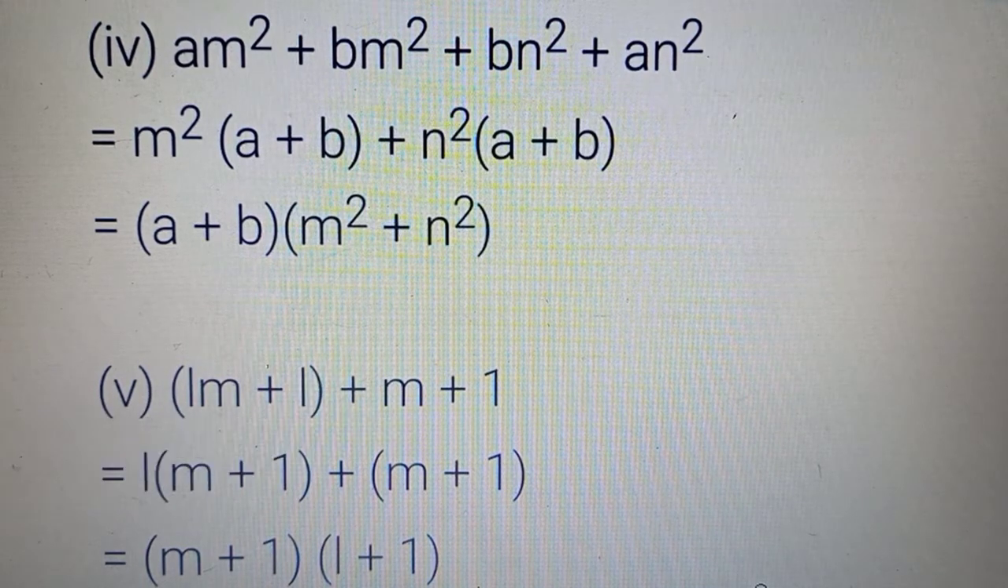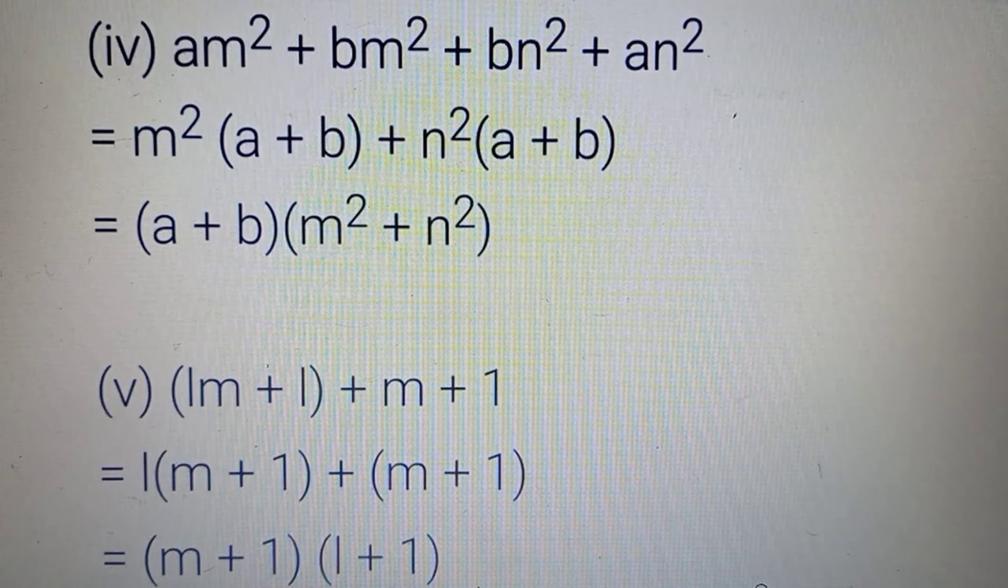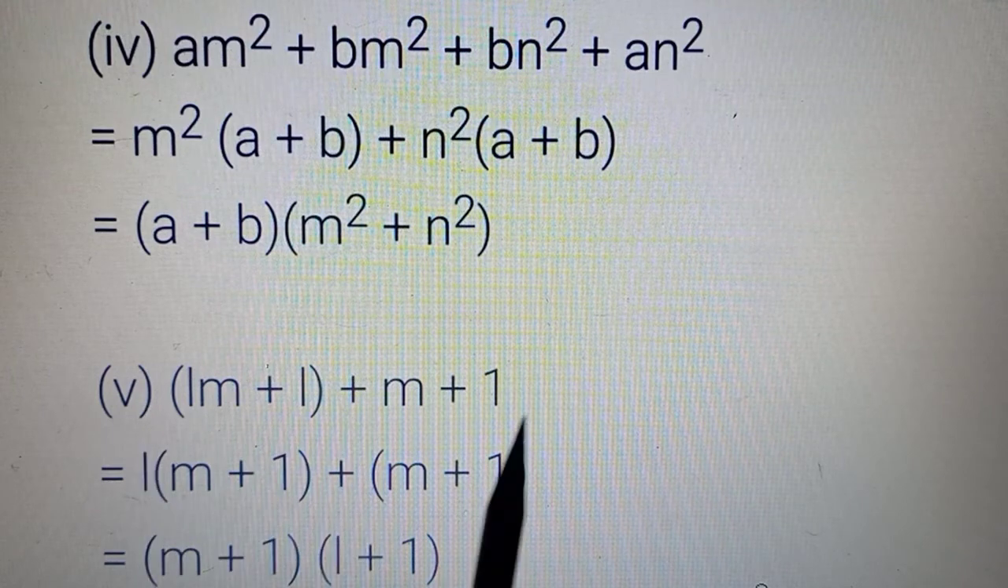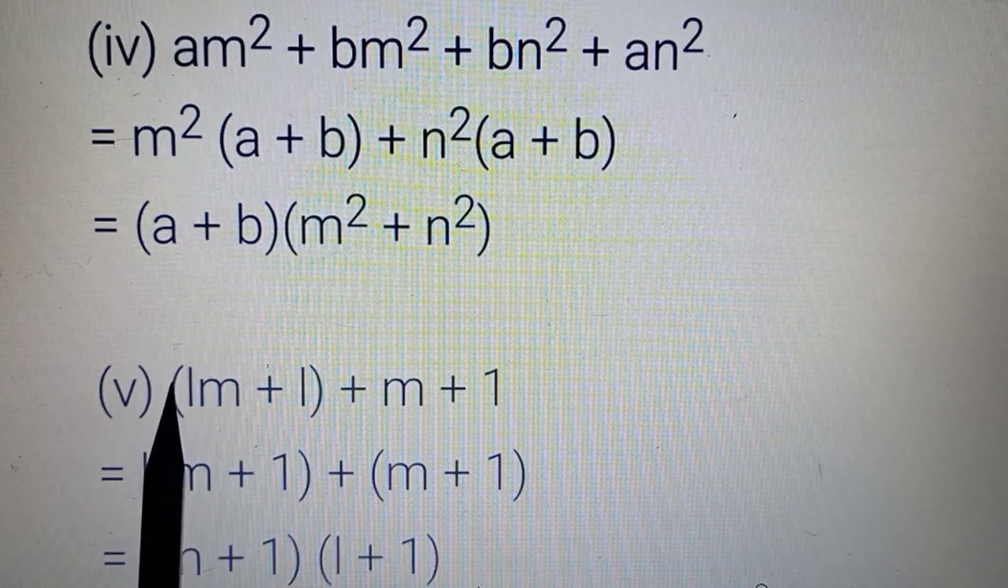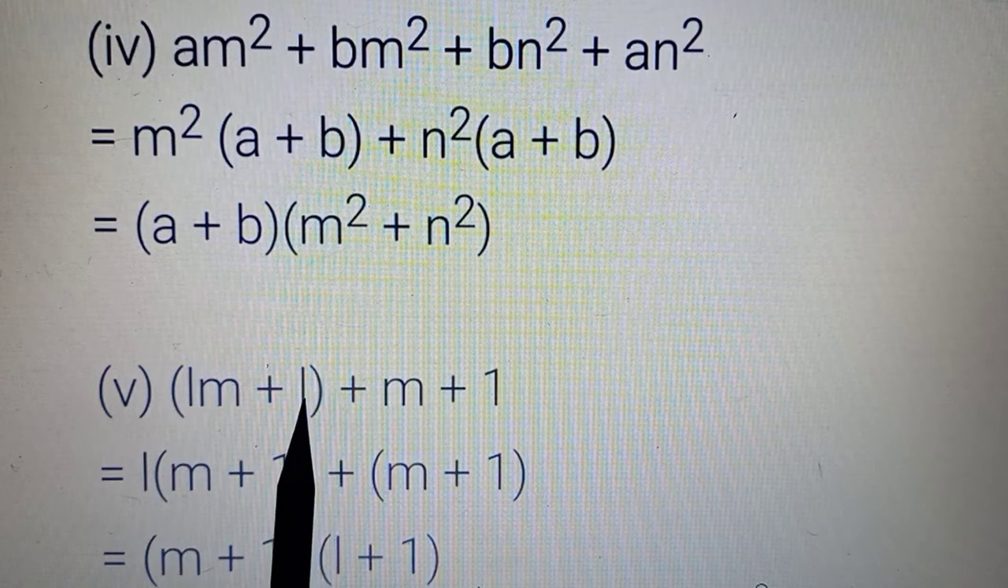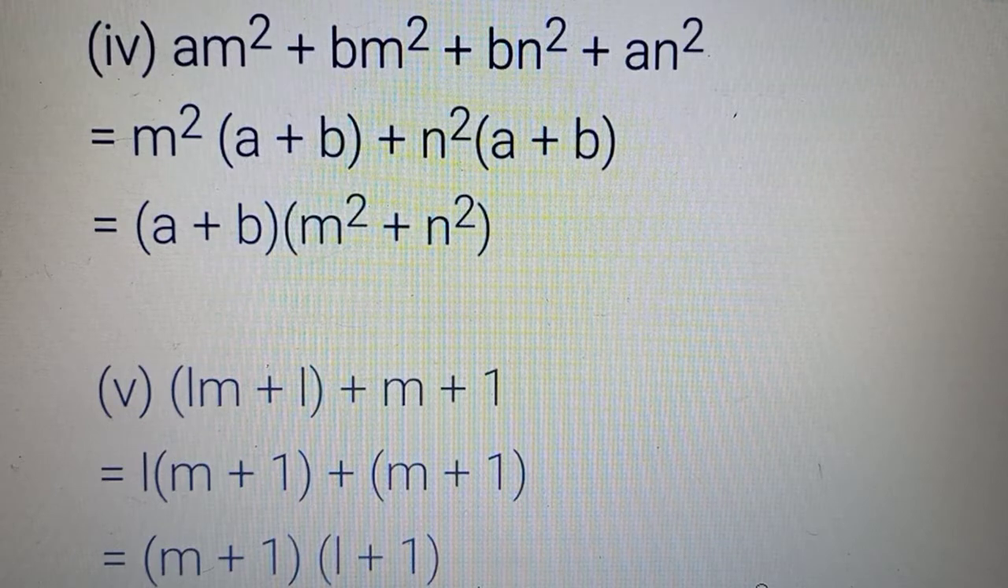Say likewise in this one here, if you see, you had lm plus l plus m plus 1. So there is again nothing which is common in all the four terms. Okay, l is in two terms, not in the last two. M is in first and third, nowhere else. Then you have l. Okay, l we had seen, and that's it. Okay, 1 is a factor of course of every number, need not write that.